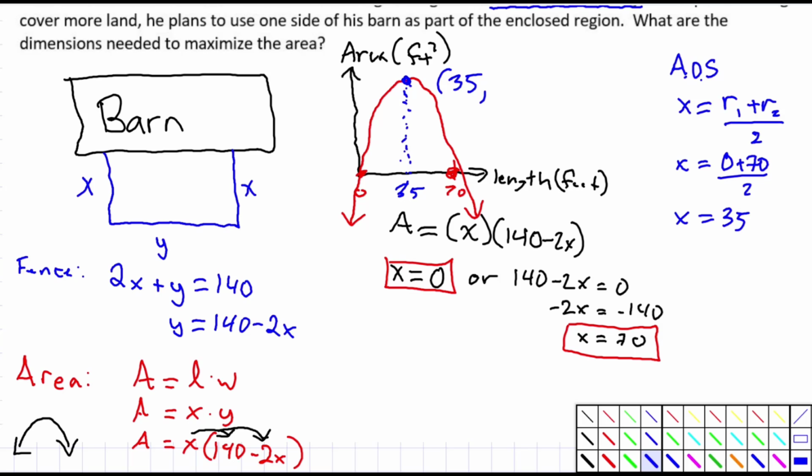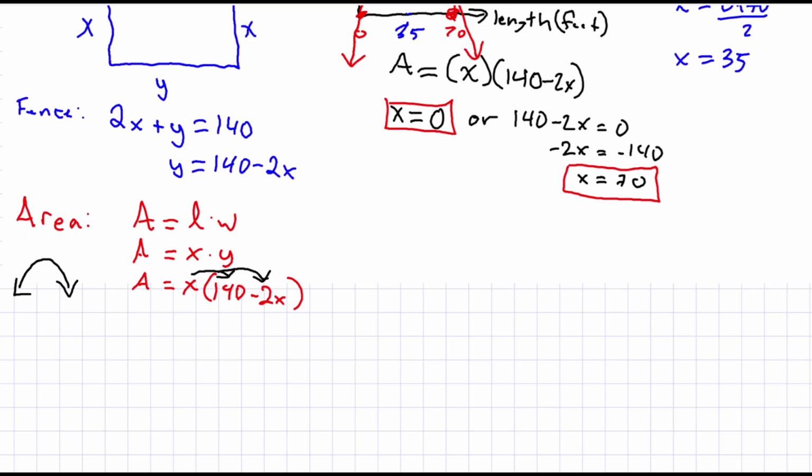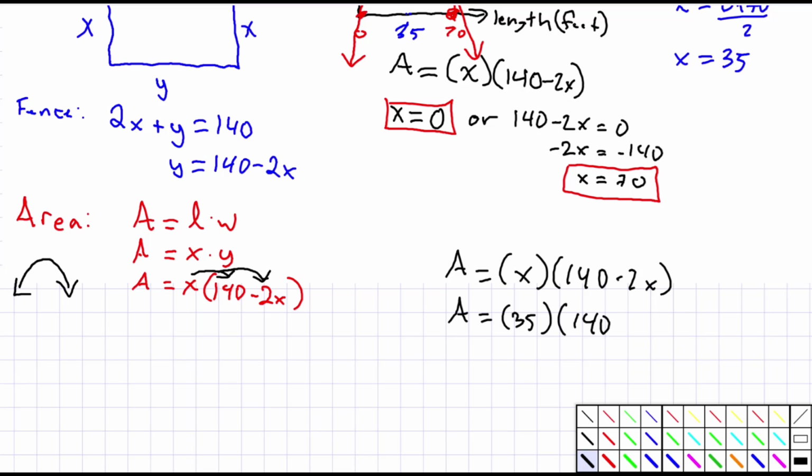Now all we need to do to find the maximum area is a little substitution. So let me create a little bit of room here. We are going to use our area formula. Our area formula was x times 140 minus 2x. And now we're going to substitute that 35 in there and see what we get. So A is equal to 35 times 140 minus 2 times 35.